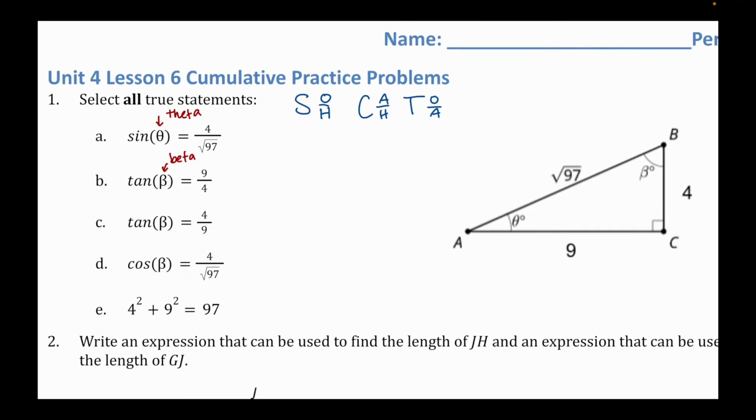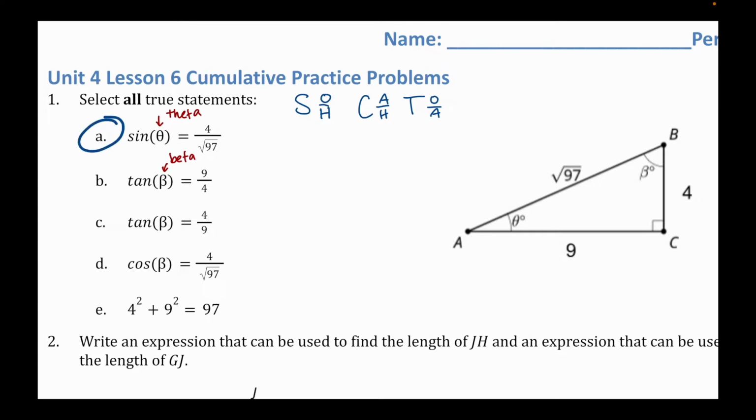So if we want sine of theta, that means we are looking at opposite over hypotenuse. Which one is opposite? That's 4. Which one is hypotenuse? Square root of 97. So is sine of theta 4 over the square root of 97? You bet it is. So that's going to be our first answer here. A is a true statement.